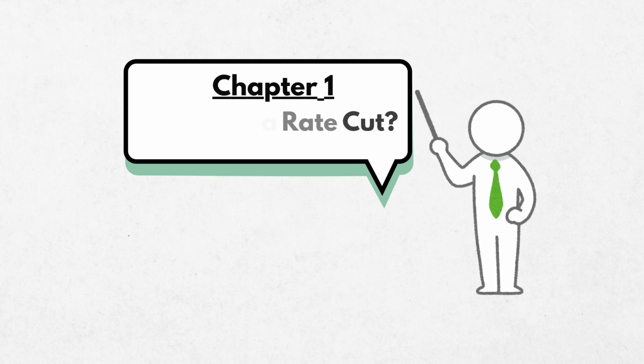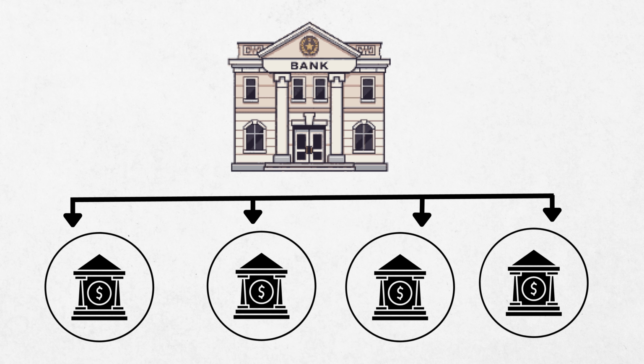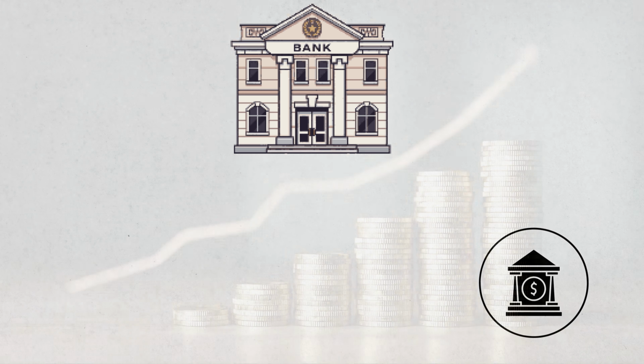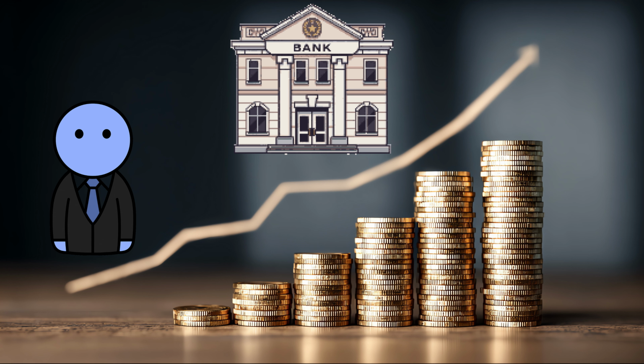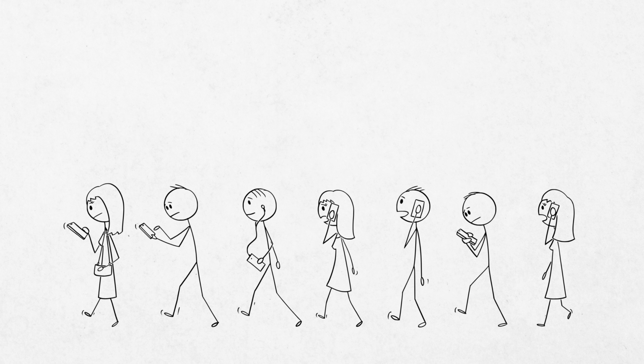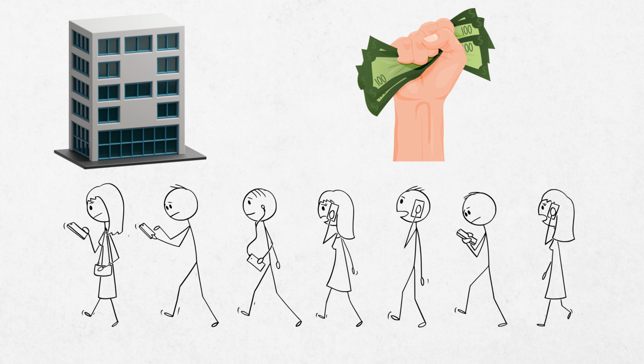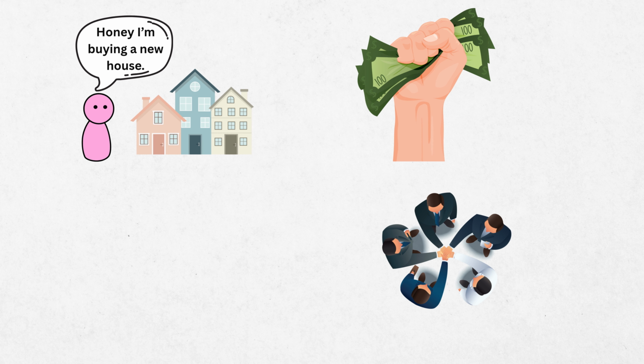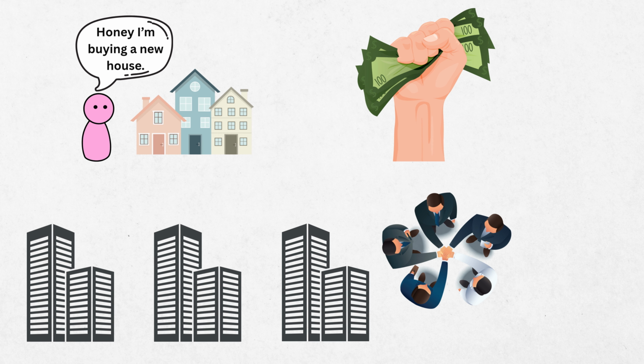Chapter 1. What is a rate cut? The Federal Reserve is like the bank of all banks in America. It decides whether money will be expensive or cheap. When the Fed cuts interest rates, it basically means money becomes cheaper. That means people and companies can borrow money easily to buy houses, expand businesses, or invest in the stock market.